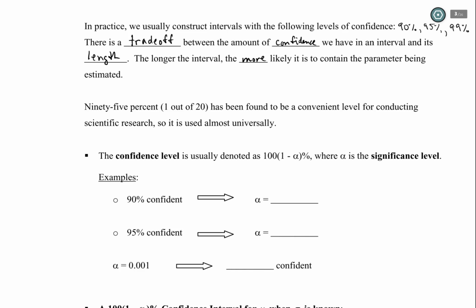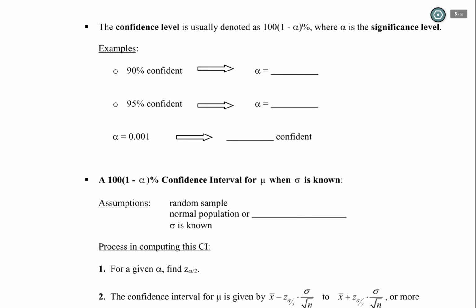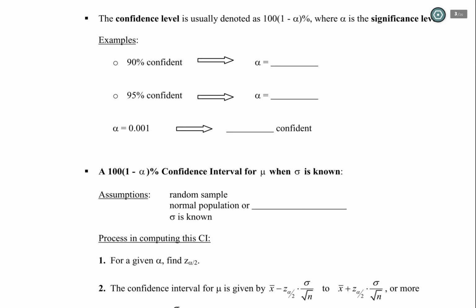So typically what's done is a 95% level is chosen, 1 out of 20, and so it's almost universally recognized. But we'll see settings where we want a 90% confidence interval or 99% confidence interval.